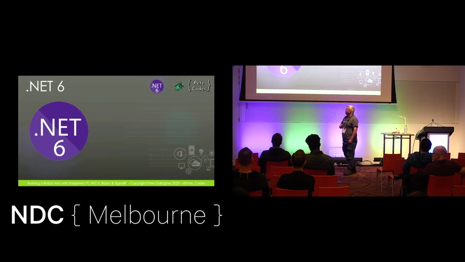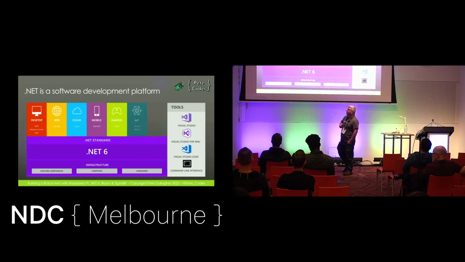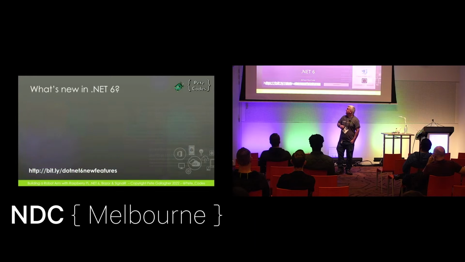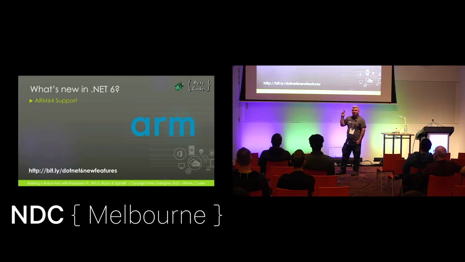So .NET 6, I'm not going to blather on too much about this, but it's great. It works everywhere now. Everywhere from the desktop through web and all the way through to IoT stuff over there on the right-hand side, which is great for us when we're programming stuff like a Raspberry Pi. It's got ARM64 support now, which I'm not making use of. It was pretty hard to get .NET installed on an ARM64 based machine, but now we have that support.